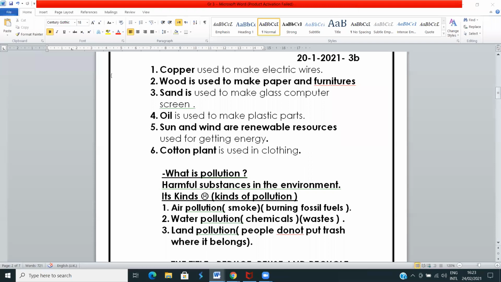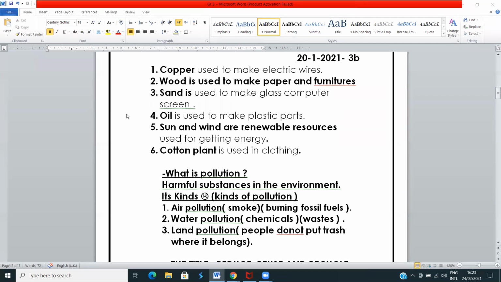Sand is used for what? Make glass computer screen. Glass computer screen. Thanks, Omar. Muaz Ahmed, oil. Hello, Muaz. Okay. We use oil for what? It is used to make plastic bags. Excellent. Okay, Omar Sultan, we use sun and wind for what?